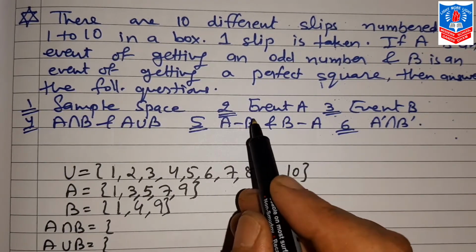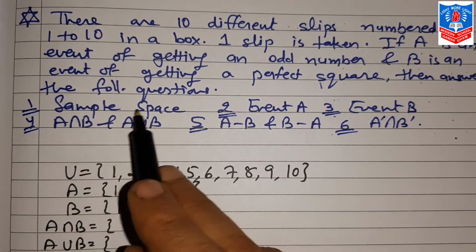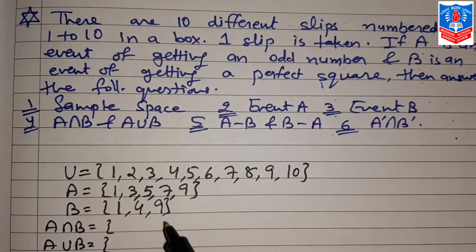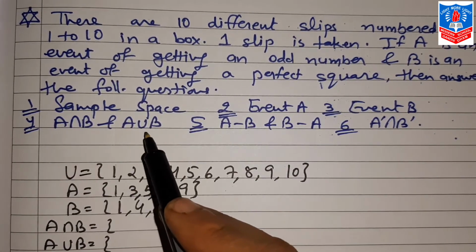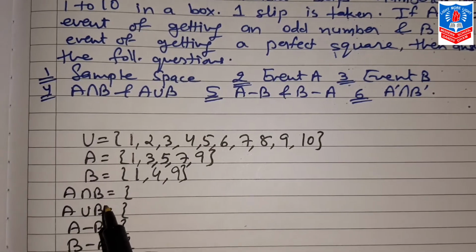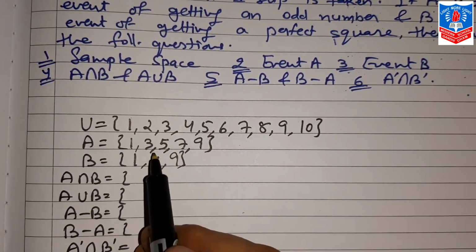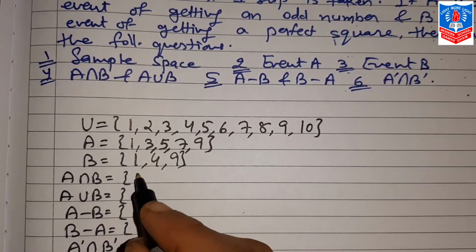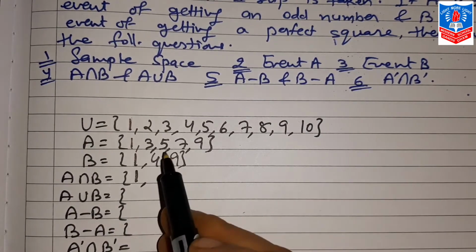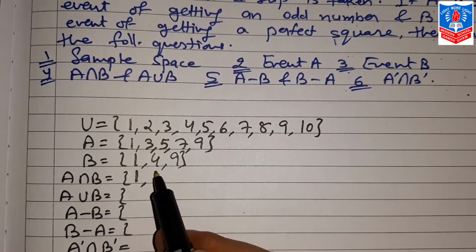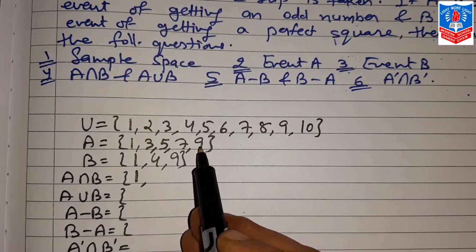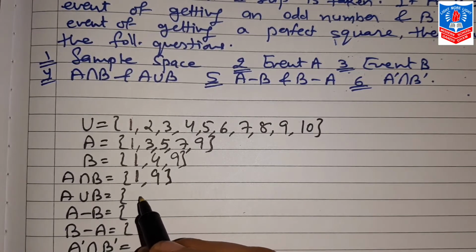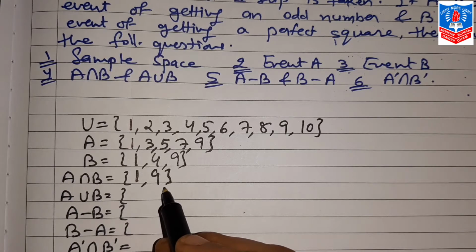Now what we are supposed to find? First is sample space, which we have already written, and A, B. These 3 we had already written. Now A intersection B and A union B. Do you remember A intersection B is what? That is common values of A and B, which are in both. Now 1 is there, so this 1 we write. Then 3 we don't have, 5 we don't have, 7 we don't have, but of course 9 is common in both. So A intersection B will be 1 and 9.